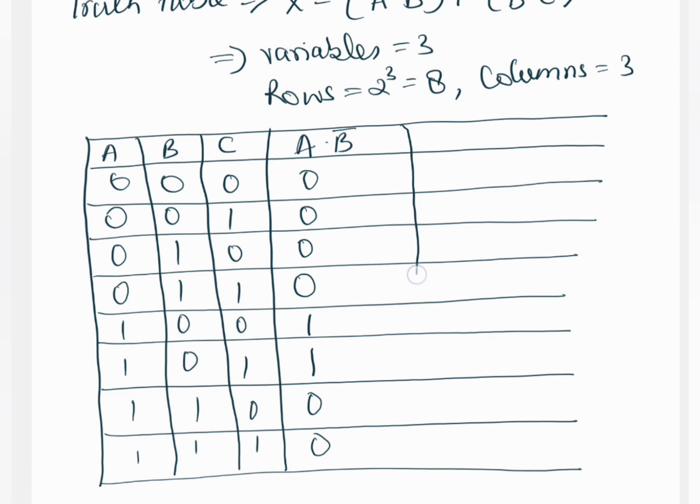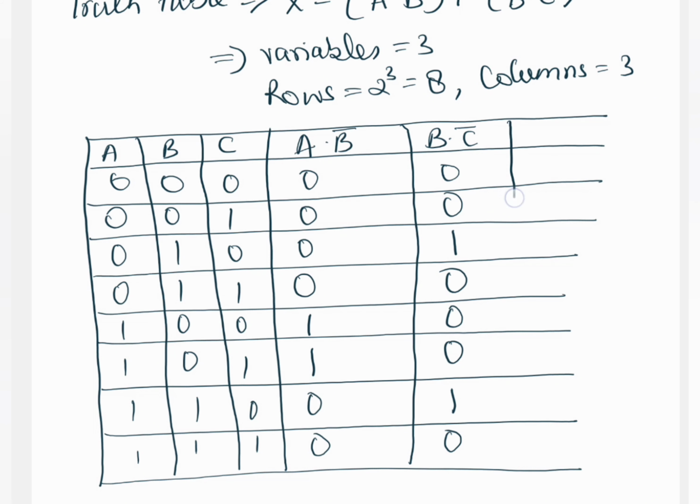Similarly, we are going to solve the next one, which is B dot C complement. So let's get started again. B is 0, so even if you convert C into C complement, it will remain 0. So now C becomes 1, so 1 times 1 is 1, 0 is 0, 0 and 0 is 0, 0 is 0, this is 1 and 1 becomes 1, 0 and 1 becomes 0.